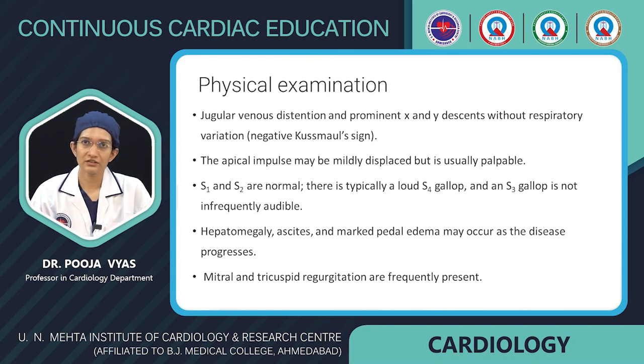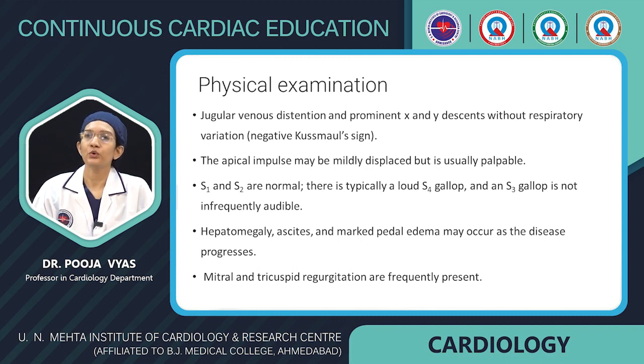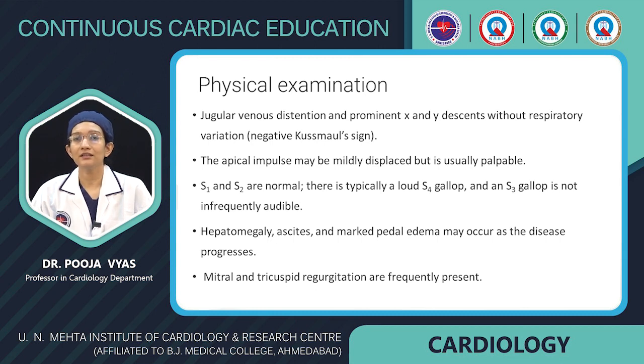On physical examination, there will be typical JVP findings of prominent X and Y descents without any respiratory variation. The apical impulse will be mildly displaced, but usually it is palpable and normally found, and S1, S2 are normal, and typically there will be a loud S4. Due to right-sided heart failure, there will be ascites, hepatomegaly, marked pedal edema, and even clinical signs and murmurs of mitral and tricuspid regurgitation may be there because they are commonly associated with this.